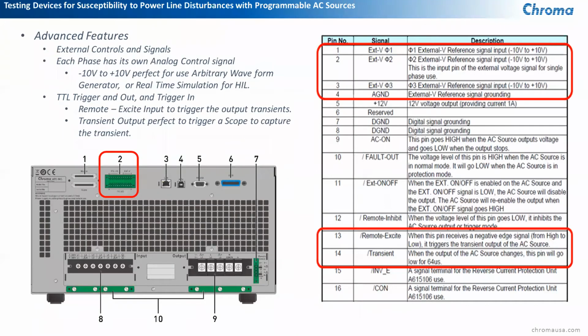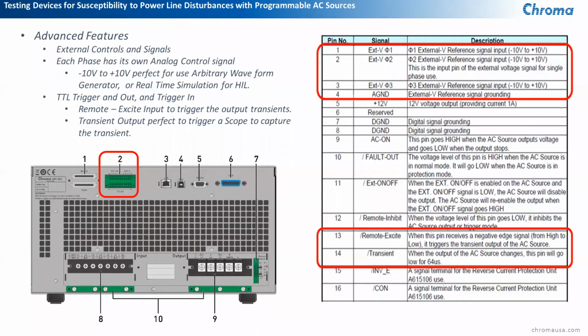Another feature that I like about this unit is it has built into it some advanced features. And these are various TTL signals and analog signals. So if you're using a device like this for hardware in the loop, or power hardware in the loop, we have 3 independent external analog control voltages to control each of the 3 phases independently. And that can be driven from an arbitrary waveform generator or a real-time simulator, perfect for use with hardware in the loop.